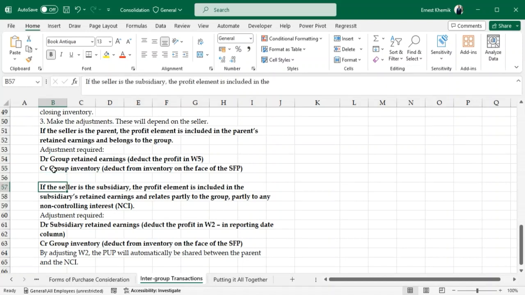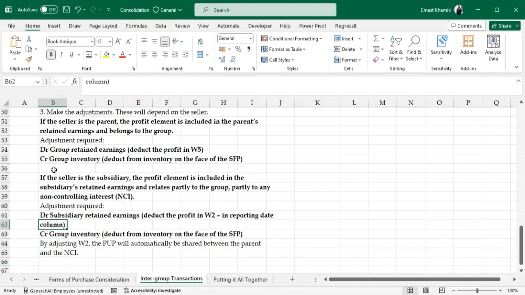If the seller is the subsidiary, then we do the adjustments in the net assets schedule of the subsidiary. The profit element is included in the subsidiary's retained earnings, and we know that this retained earnings is part of the net assets of the subsidiary and relates partly to the group and partly to non-controlling interests, because we are going to apportion the retained earnings of the subsidiary at the end of the period to the group as well as to non-controlling interest. So we are going to debit the subsidiary's retained earnings, and that is going to reduce the retained earnings in the net asset schedule.